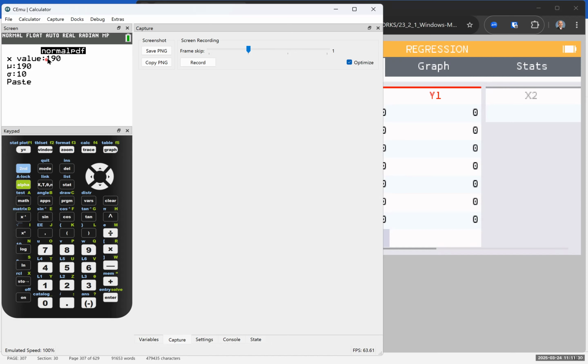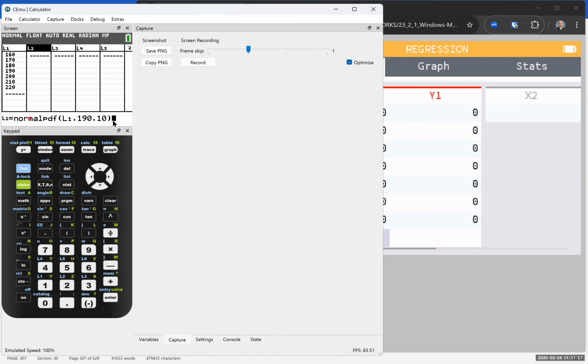And our list of X values isn't going to be 190. Let's make that list one. So to get L1, or list one, you see it's got L1 in blue above the number one key. We'll hit second and one, and it should put an L1 in there. Now I'm hoping this is going to work because we have a mean of 190 and a standard deviation of 10, and we'll hit paste.